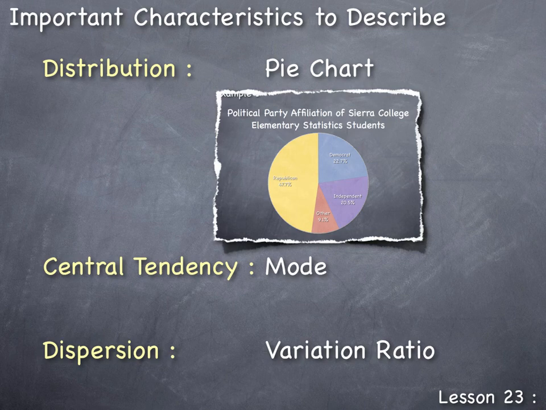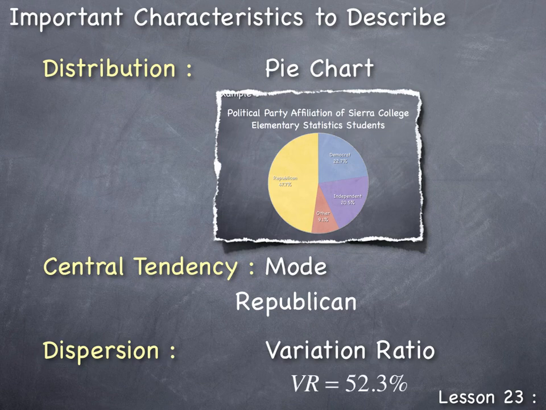The mode is the data value that is most frequent, and so the 47.7% of the sample, which was Republican, was the most of any political party affiliation, gives us a mode of Republican. And the variation ratio is the percentage of the data that is not the mode. So since there were 47.7% Republican, that was the mode, the remaining 100 minus 47.7%, or 52.3%, would be the proportion that is not the mode, which is our variation ratio.